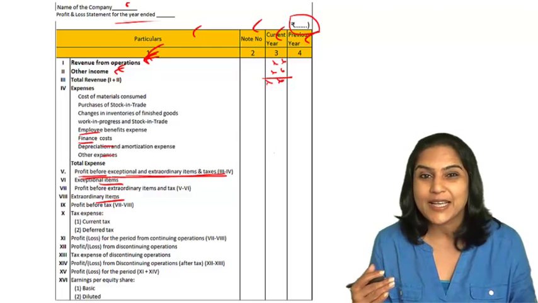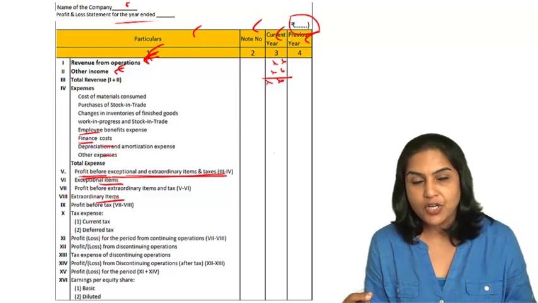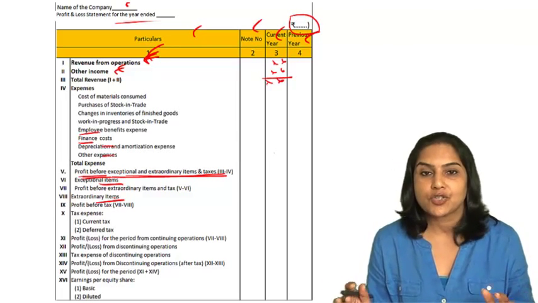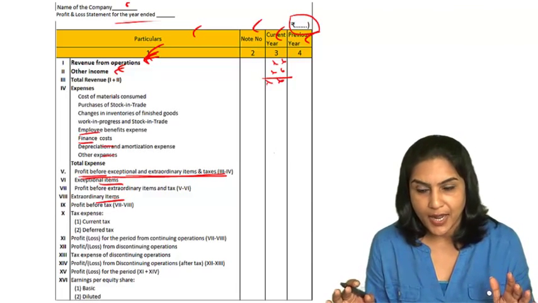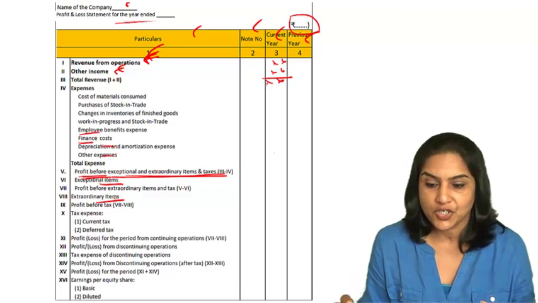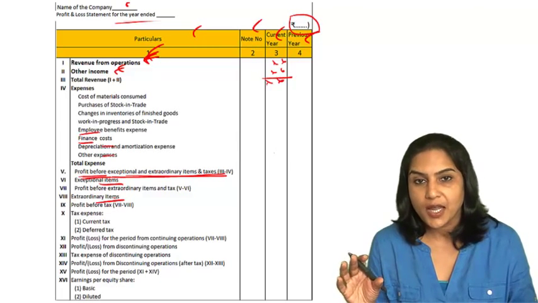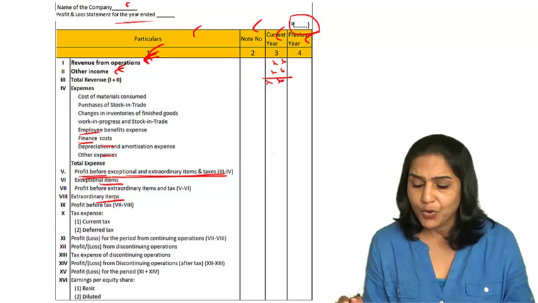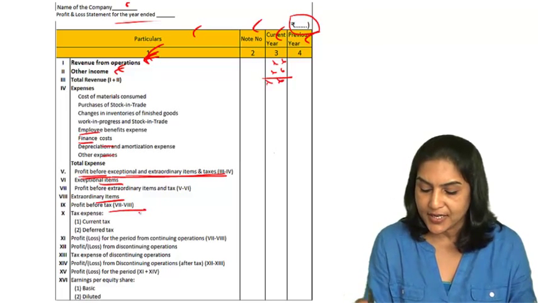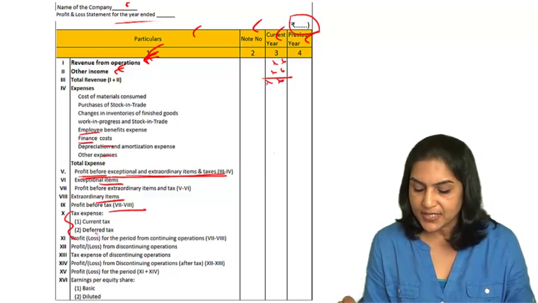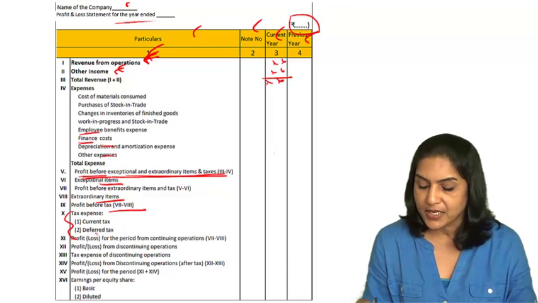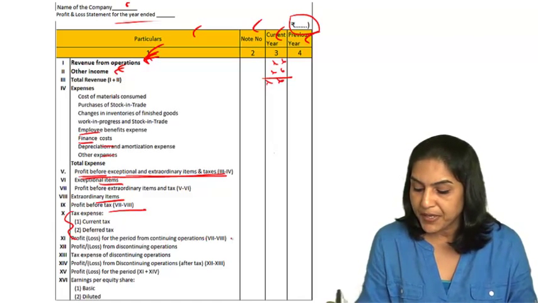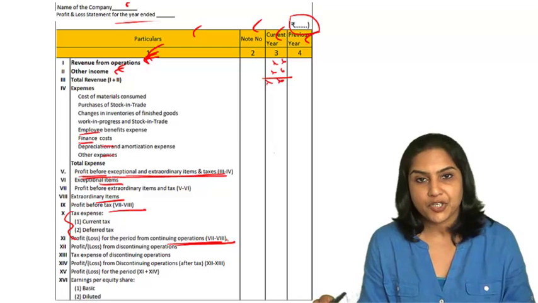So this is shown separately in the profit and loss account, so that investors, so that any person looking at the financial statement knows the profits from ordinary business activities. What we get is profit before tax. We put in the tax expenses and arrive at profit for the period from continuing operations.